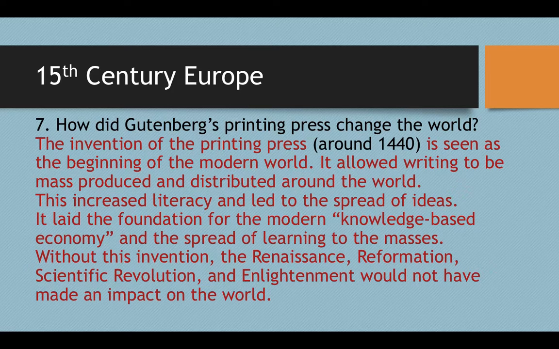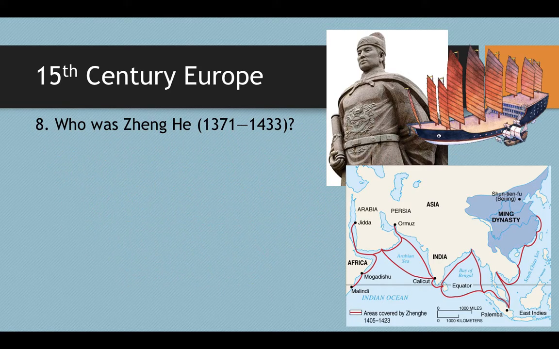So you have things like the Renaissance, the Reformation, the Scientific Revolution, the Enlightenment, all sorts of different movements that were kind of born out of this one invention. Without this one invention, all of those things, yeah, they still might have happened, but they wouldn't have made a big impact on the world because the ideas would not have been spread to other people. So the printing press was absolutely huge. Johannes Gutenberg, one of the most influential people of all time.